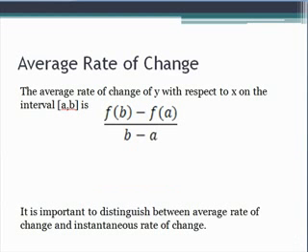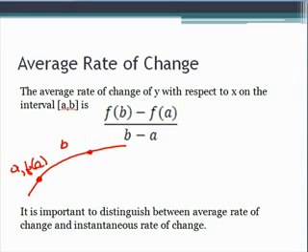Let's take a look at average rate of change. So the average rate of change of y with respect to x on the interval. Let's just draw a little curve here. Let's say we have this curve, and this will be the x value of a, and the function is f, so the y value will be f of a. Then we'll go over to the right a little bit. We'll pick a new point, and this point will be b. Therefore, the y value will be f of b.